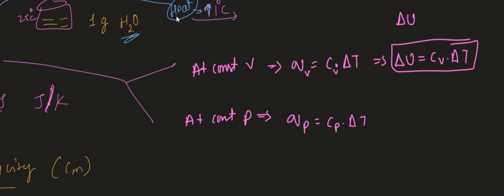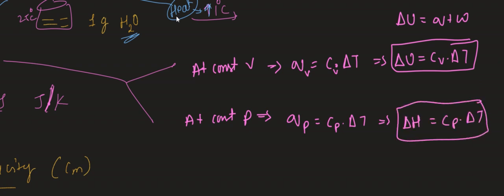What is the first formula of internal energy? Delta U is equal to Q plus W. What is the second formula of internal energy? CV into delta T. What is the meaning of CV? Heat capacity at constant volume. Next, heat at constant pressure is nothing but enthalpy, which is delta H is equal to Cp into delta T. I hope you people got the clarity.